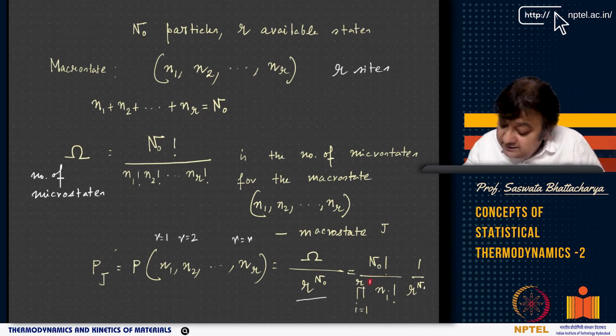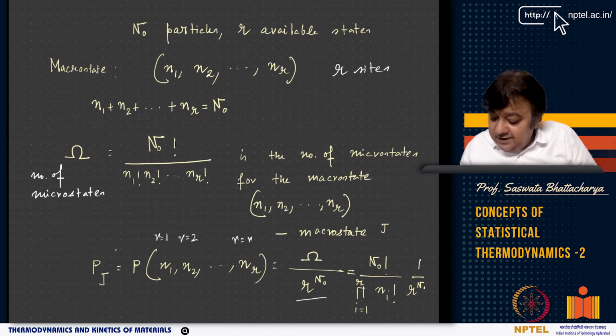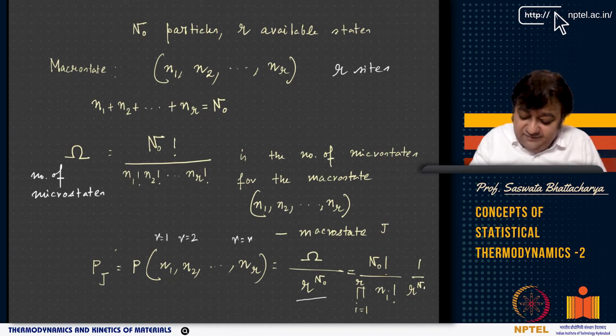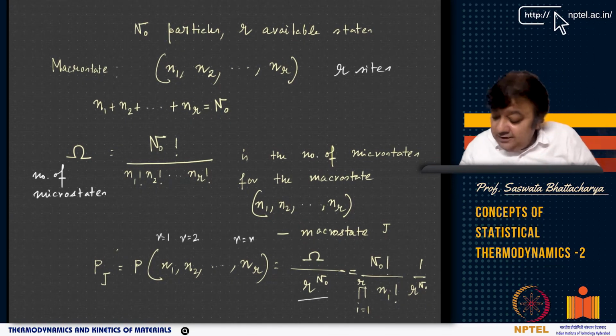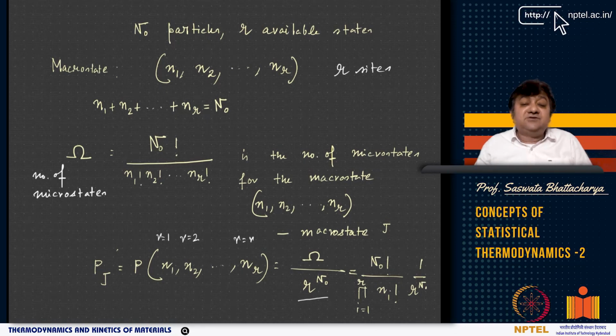this is a continued product symbol, please note. So I equal to 1 to R, Ni factorial. Are you seeing that? So N0 factorial by Ni factorial, right? Because omega is what? N0 factorial by N1 factorial, N2 factorial up to Nr factorial, divided by R to the power N0, right? That is what is going to be giving me the probability of the macrostate.